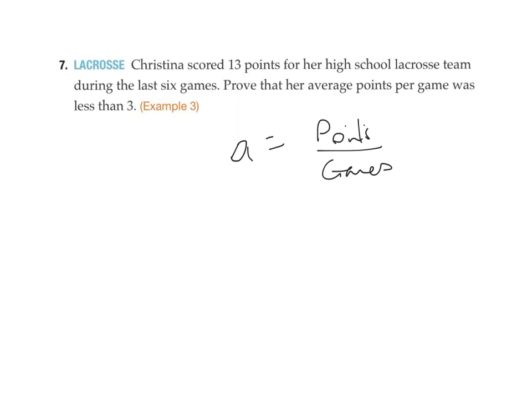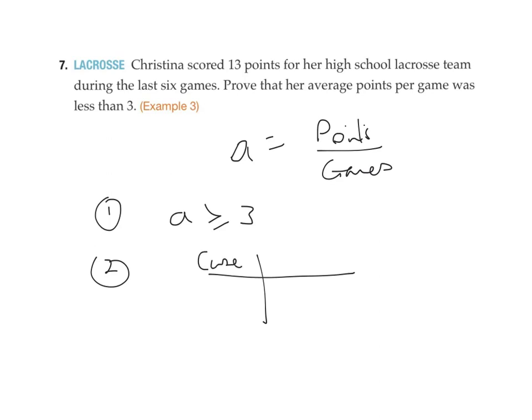So let's have a look at what we did last time. Step 1, what do we know? So A must be greater than or equal to 3, because we need to make sure that that's the opposite of what we want to prove. So let's have a look at number 2, our little table again. You can put it in tables or something similar. Okay, let's call this case 1 and case 2. In case 1, A equals 3, and in case 2, A must be greater than 3.